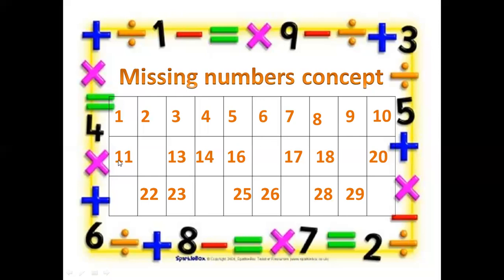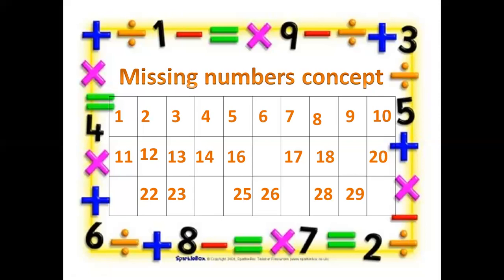11. After 10, 11. But after 11, again, the number is missing. So, after 11, the number is 12. Well done. 12. 1 and 2. 1 and 2 is called 12.